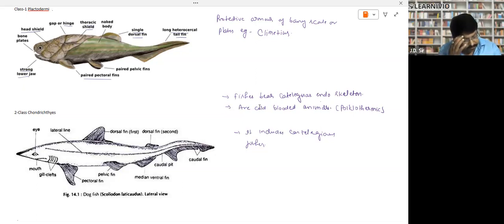Their skin is tough and contains minute scales. The scales are very minute. Next point.